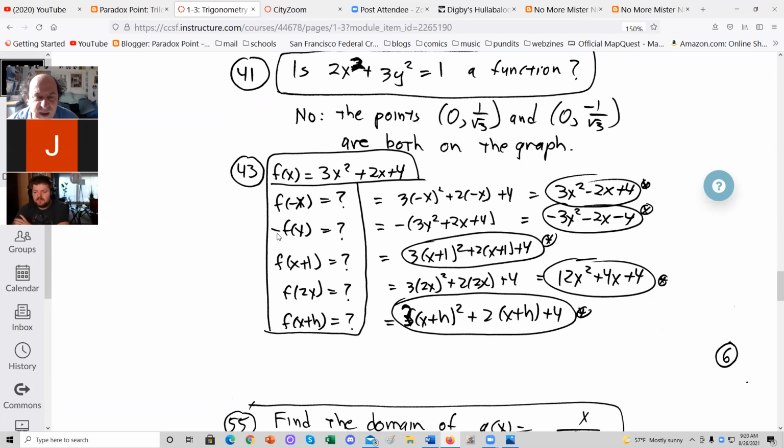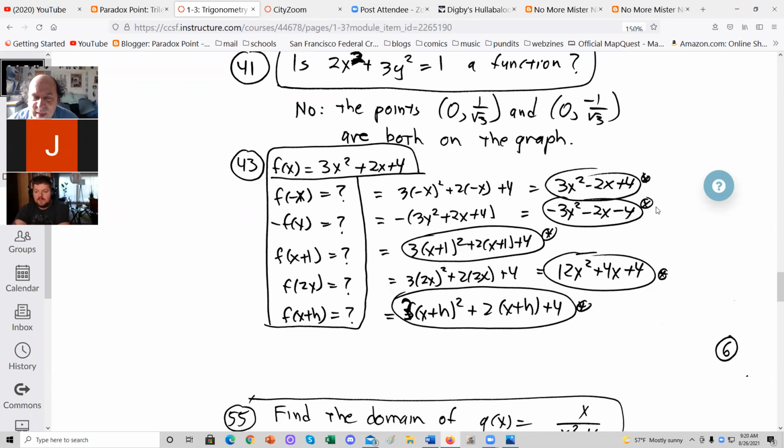Here's negative f of x. We'll just take this f of x and then take its opposite. And thus get negative 3x squared minus 2x minus 4. Note the difference in these two terms.